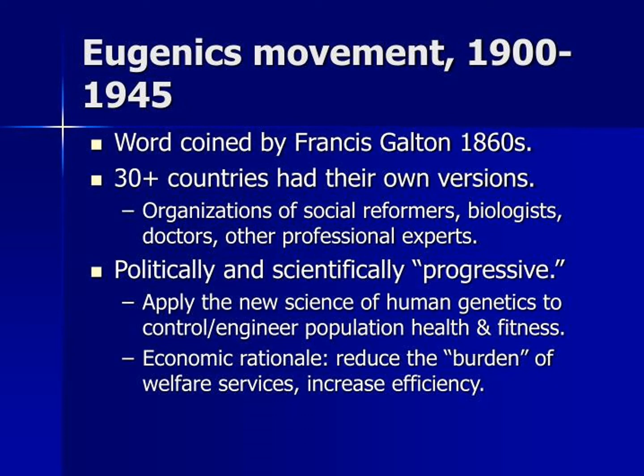So during this eugenics movement, which lasted roughly through shortly after the end of World War II, the word essentially was coined originally by Francis Galton, who was actually a cousin of Charles Darwin, in the 1860s. And there were over 30 countries around the world that had their own versions of eugenics. And these were organizations of social reformers, biologists, doctors, and other professional experts.